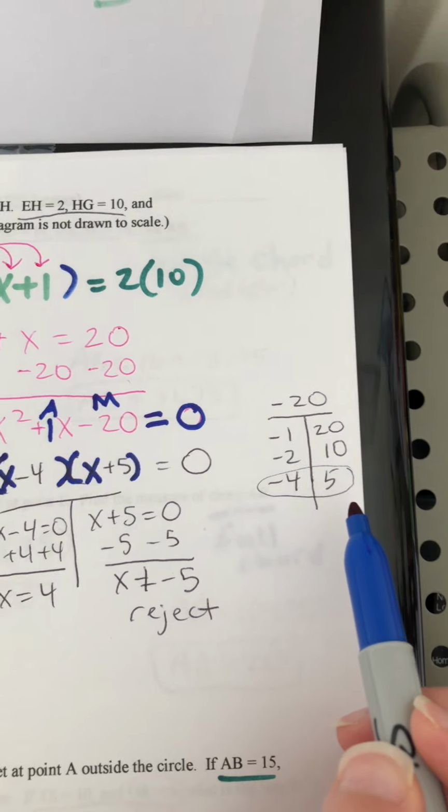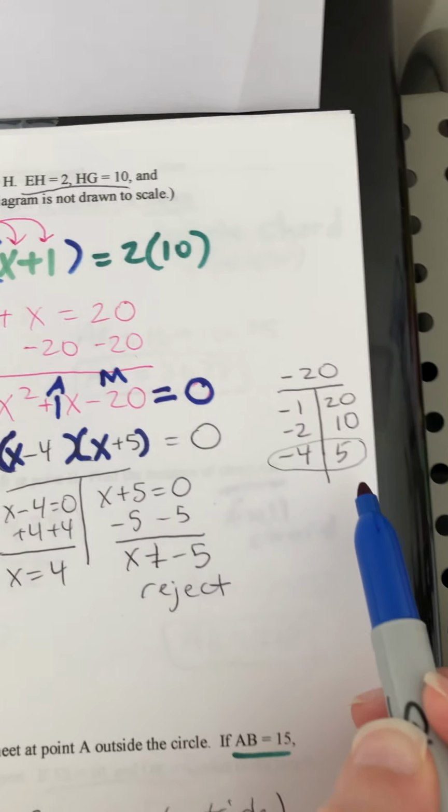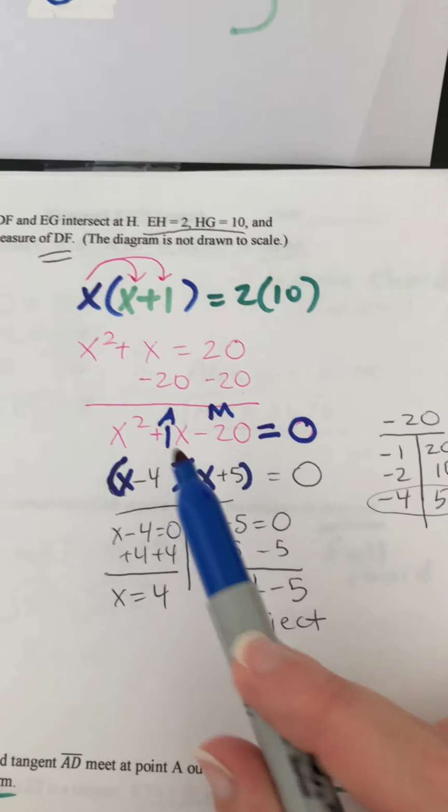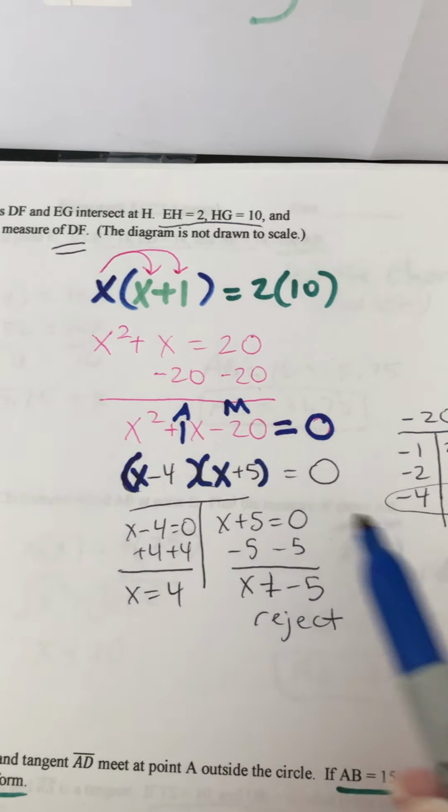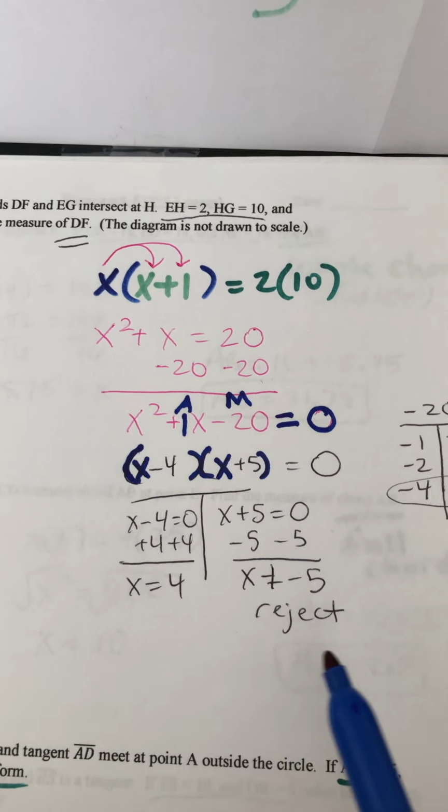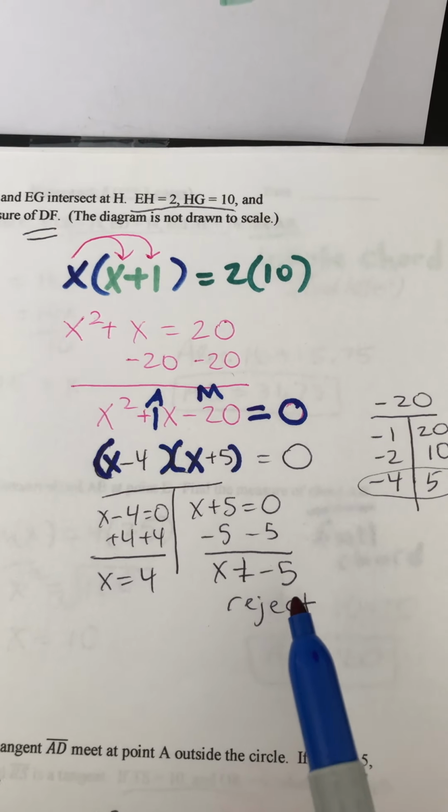-4 plus 5 will work. If I did -5 plus 4, I would get a -1. We don't want that. We want +1. So put in the -4, put in the +5. Each of those gets set equal to 0. Look, x is equal to 4 and x is equal to -5.